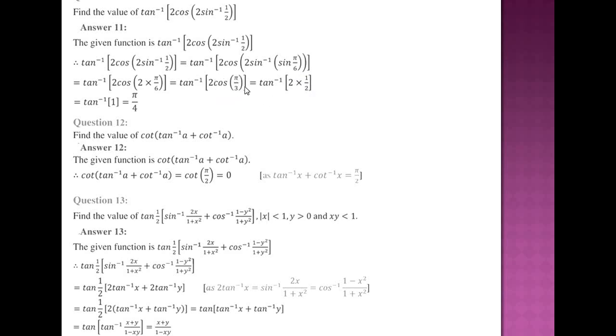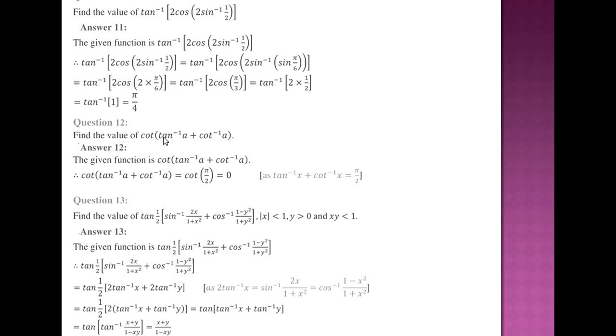So this cos pi by 3, this 2 is as it is, can you see that? But cos pi by 3 is replaced by half. So 2 will get cancelled. You are left with tan inverse of 1. What angle of tan is 1? You know that it is 45. So tan inverse of 1 is 45. Now we cannot write 45 degree. We will be writing in terms of radians, that is pi by 4. Clear? Next is question number 12.